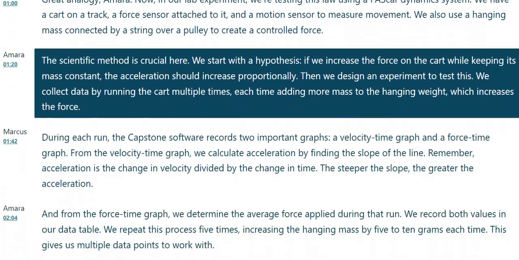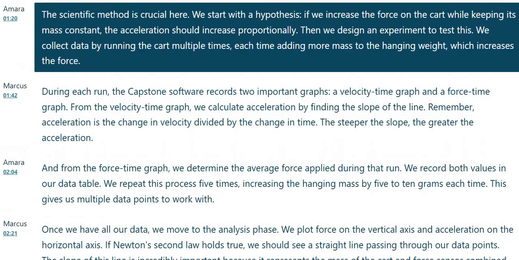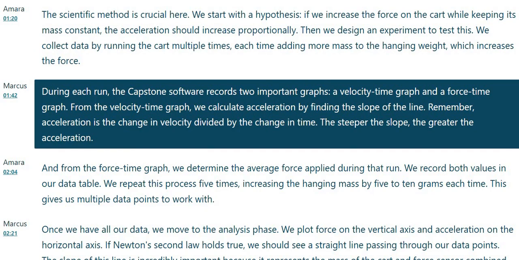The scientific method is crucial here. We start with a hypothesis. If we increase the force on the cart while keeping its mass constant, the acceleration should increase proportionally. Then you design an experiment to test this. We collect data by running the cart multiple times, each time adding more mass to the hanging weight, which increases the force.